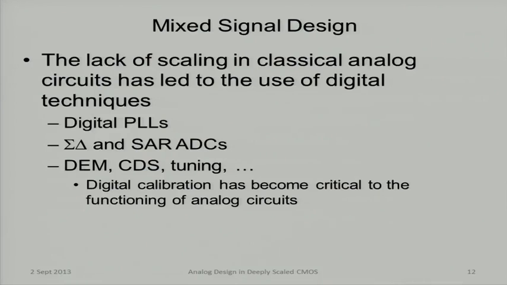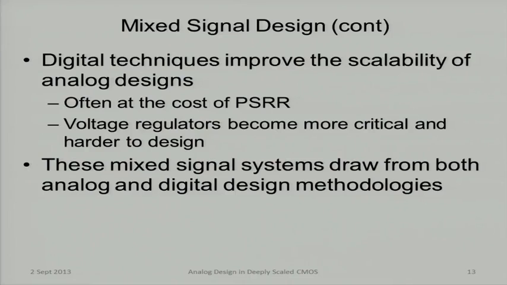Sigma delta and successive approximation analog to digital converters, dynamic element matching, correlated double sampling, tuning. Digital calibration has really become critical to the functioning of analog circuits and to get them working on these leading edge processes. And so the good side of the fact that we're getting into trouble with scaling the analog, because digital is driving where we want to be, is that we can take advantage of those same digital techniques to make analog more scalable. Now, there are issues there.